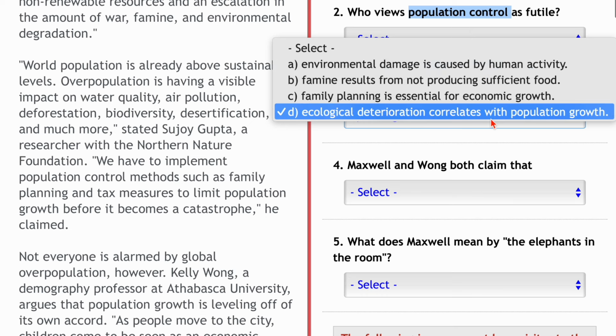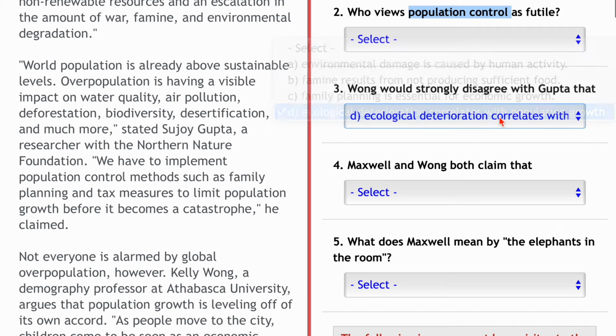That was the difference. So that's where Wong disagrees with Gupta: that there's a connection between environmental damage and overpopulation, not human activity. Okay. All right. Can we answer anything else?